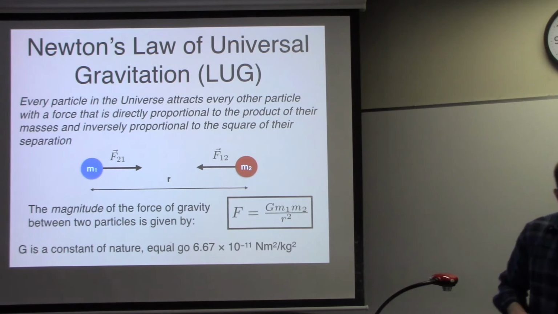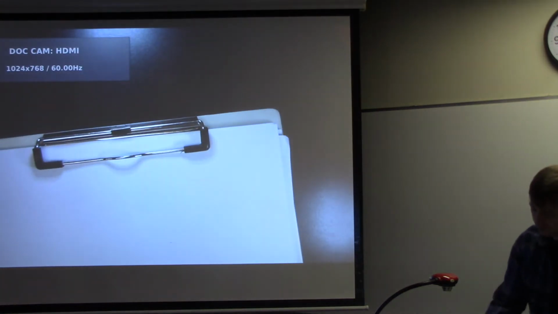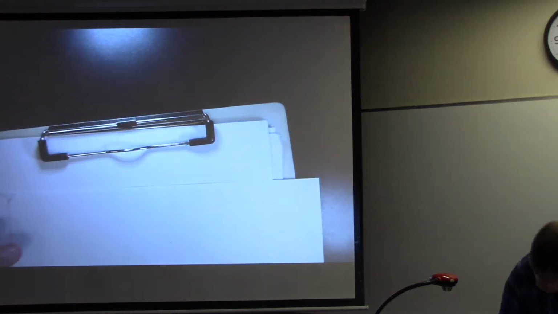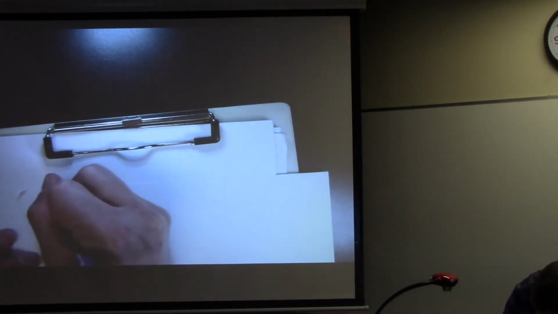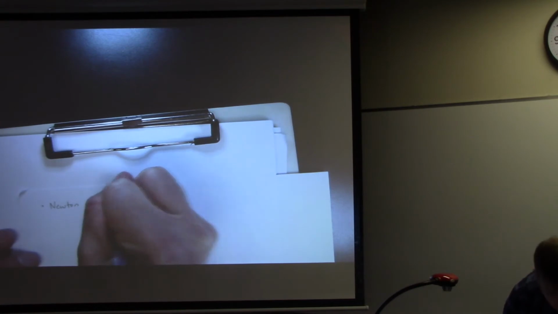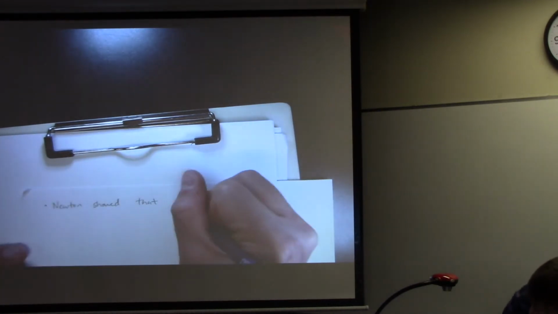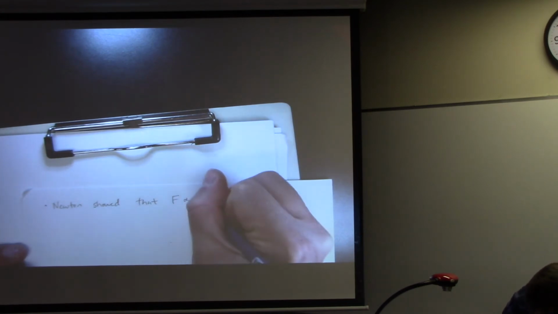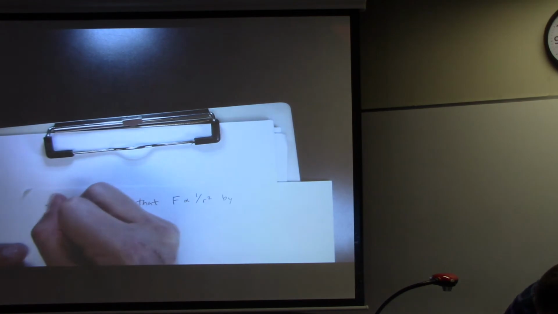So, let's go to the document cam real quick to flesh out some of the details. The first thing is, Newton showed us that the force follows an inverse square law. In other words, the force is proportional to 1 over r squared, basically by studying the orbit of the moon.